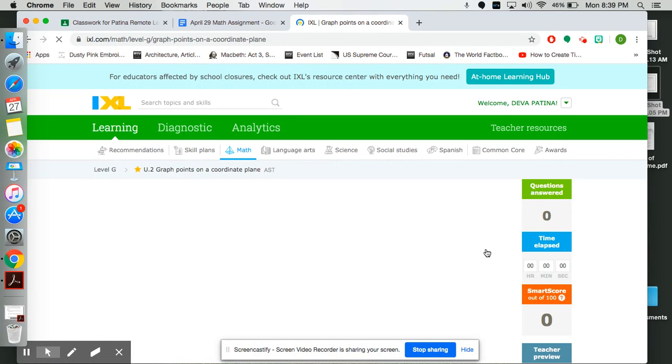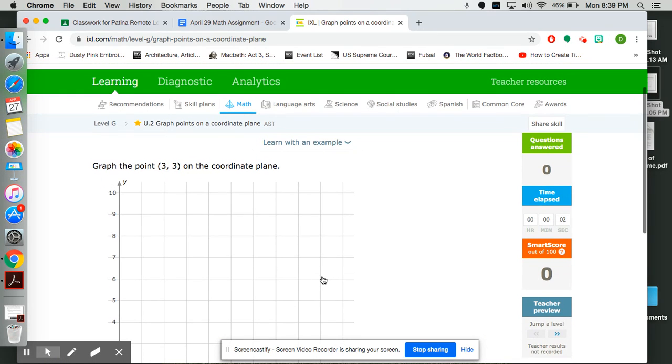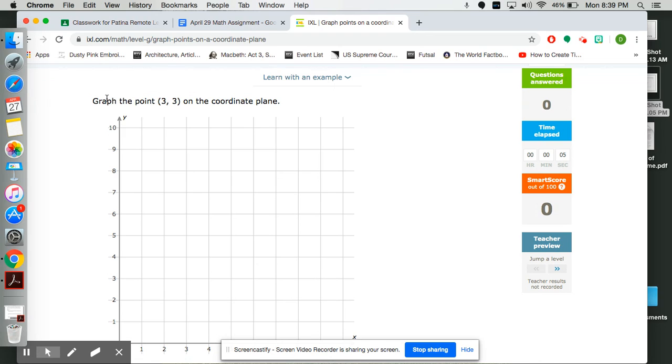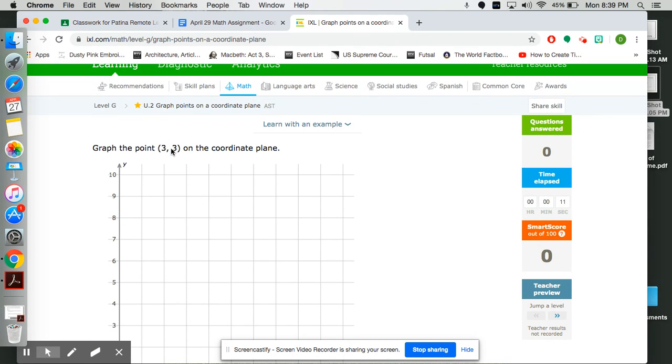So I'm going to click on that just to kind of walk you through what the skill asks you to do. All right, so it's just telling you to graph some points. So graph point 3, 3 on the coordinate plane. So remember, this is my x and this is my y.